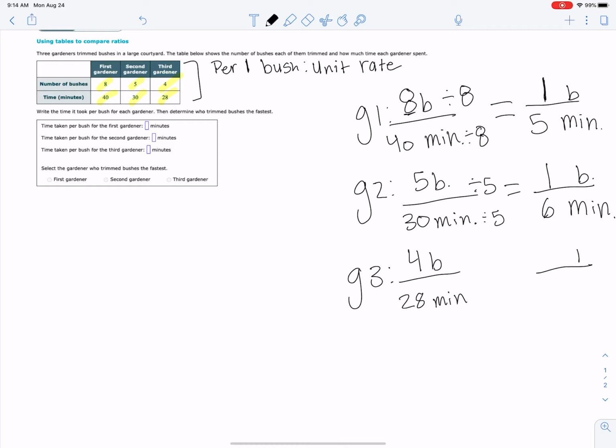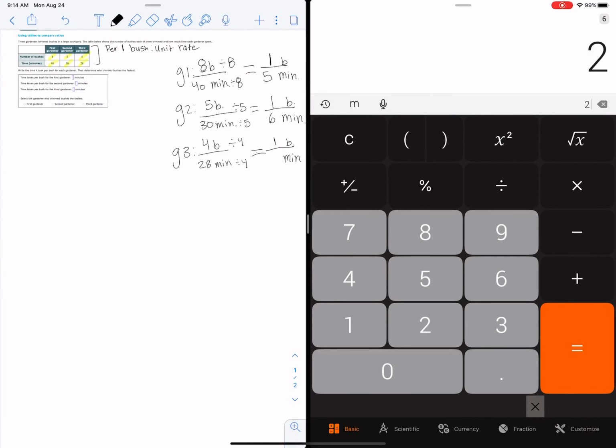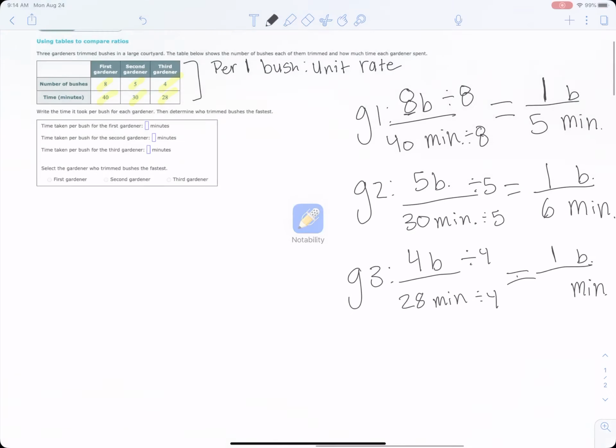Line up our units, so bushes on top, minutes on the bottom. Same thing this time, guys. We are just trying to find out how many minutes it took for 1 bush. So how do we get from 4 to 1? We divide by 4, and that equals 1. So we're also going to divide the bottom by 4 and come over to our calculator. And we'll have 28 divided by 4, and that gives us 7. So we know gardener number 3 trimmed 1 bush in 7 minutes.